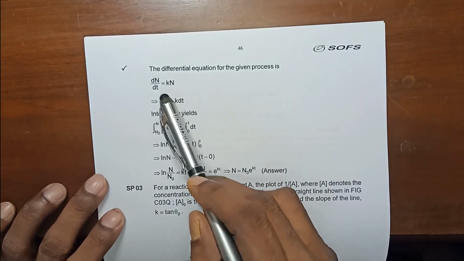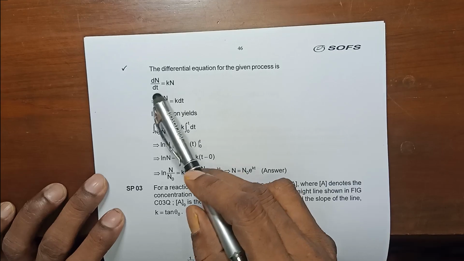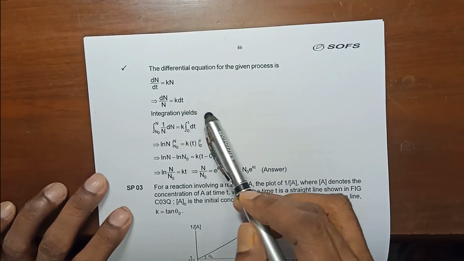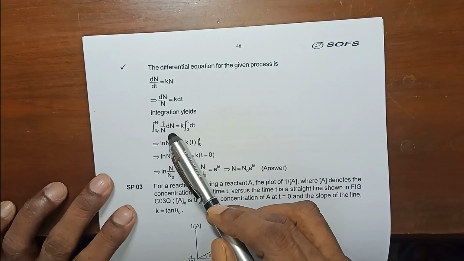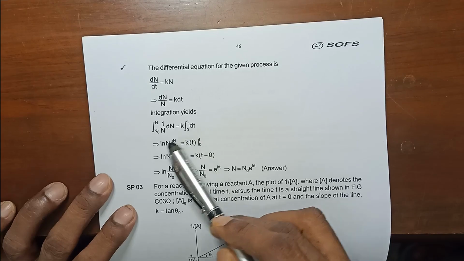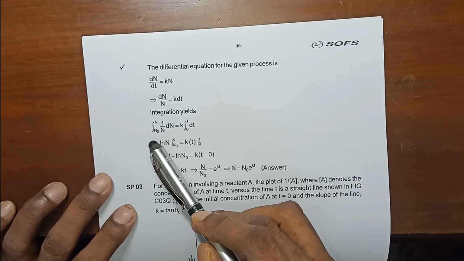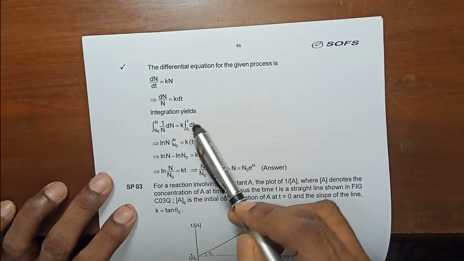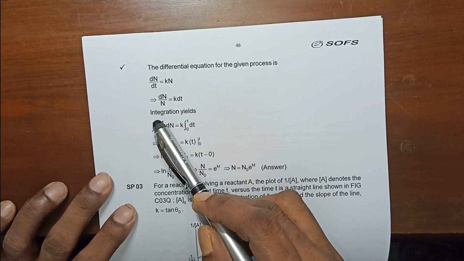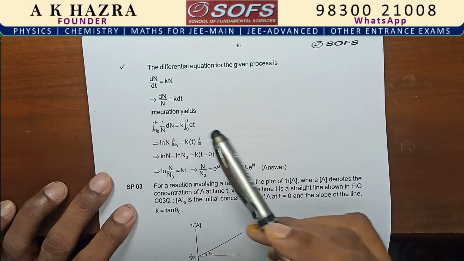Then separate the variables. dN by N is equal to k dt. Variables separated. That is step 2. Now ready for integration. So integration yields integral of 1 by N dN is equal to k, taken out, integral of dt. Now when t is equal to 0, the initial number of bacteria is what? N naught, given. And we are going to find at t is equal to t, the number of bacteria, N.